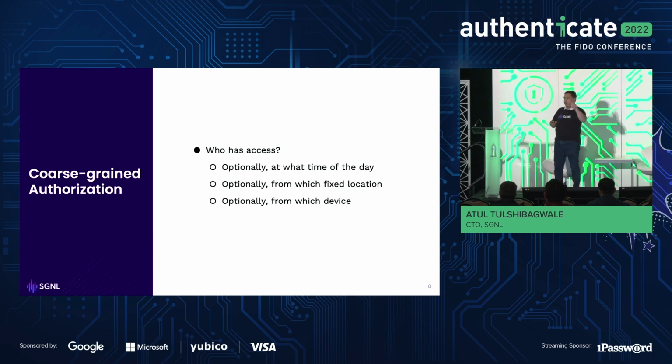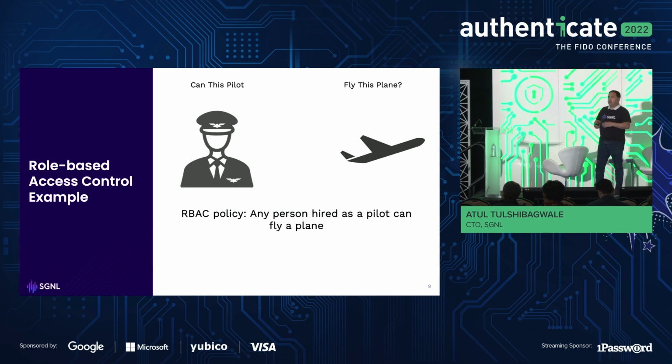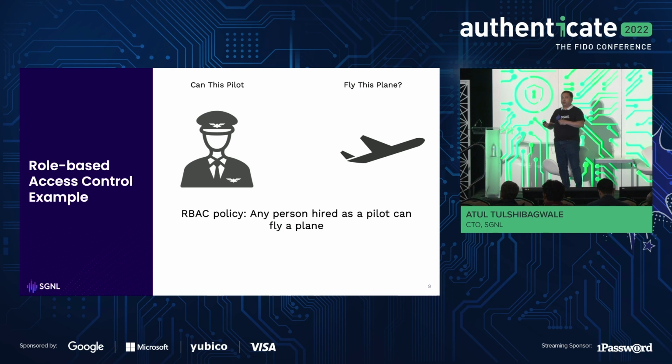They need to come on in a certain time of day and things like that. But all of this can be termed as coarse-grained authorization. And I'll tell you the practical problems with this with the use of an example, right? So take a real-world example, let's say a commercial airline, and you want to decide whether a pilot can fly a certain plane.